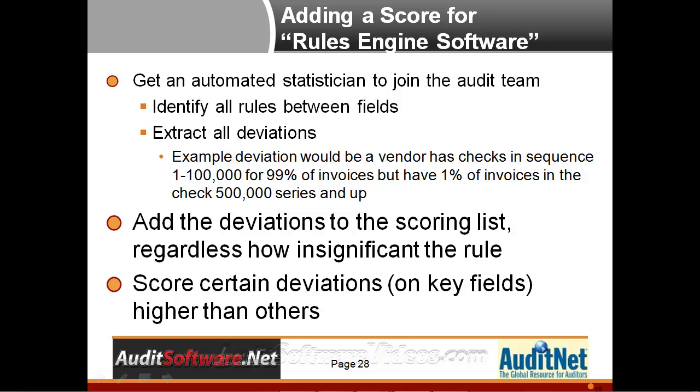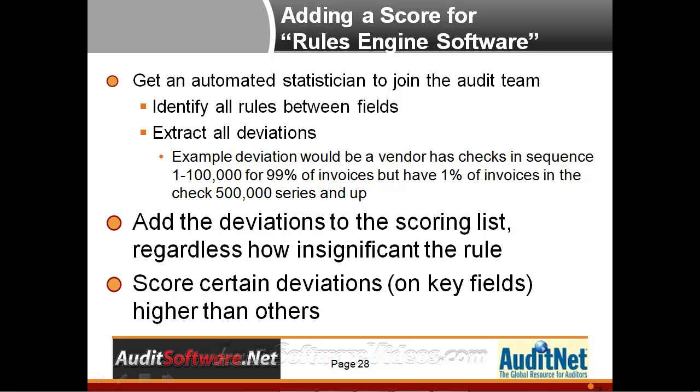And I mean, again, a sample one that might be really useful, by the way, is where you may have a vendor that has checks in sequence, such as 1 to 100,000. Every check that they have shows up in there 99% of the time, and it's for one vendor. However, they have 1% of their invoices in the check series 500,000 and up. To find that type of deviation, similar to the river example before, is so difficult to find.